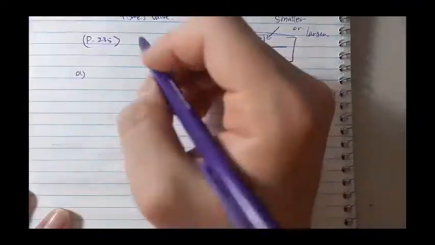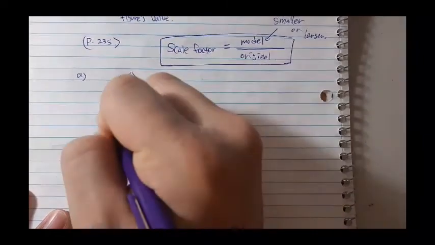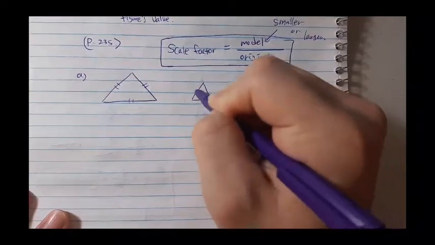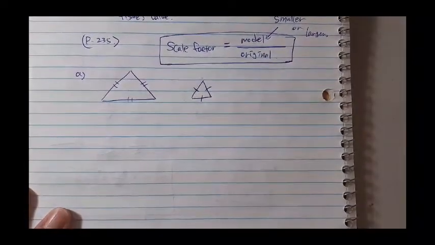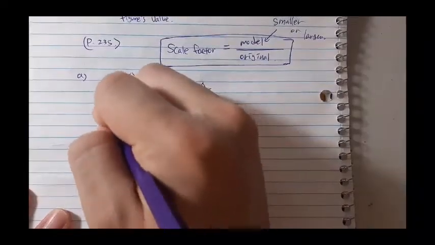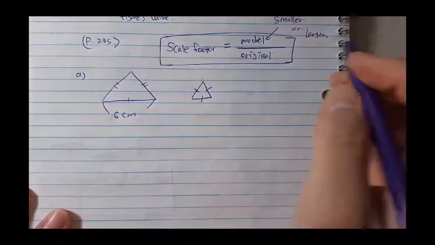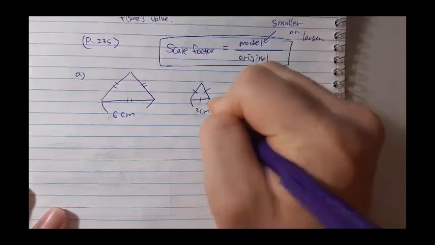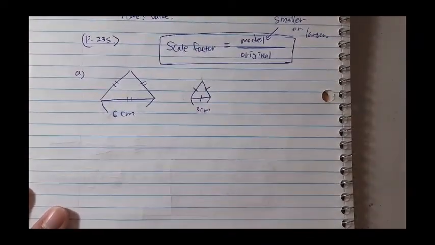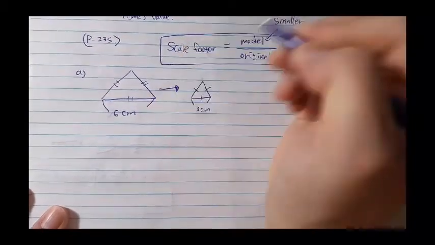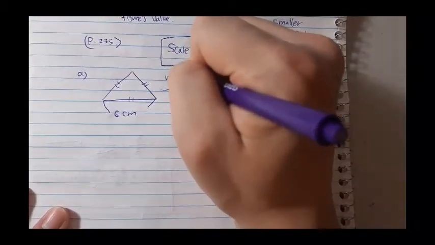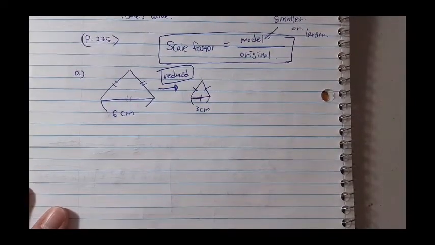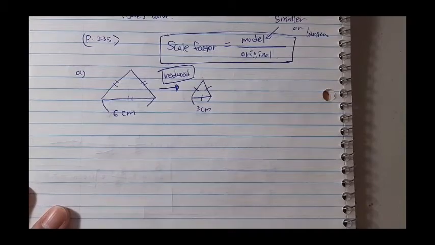You don't have to use a ruler. I'm not going to use a ruler because you guys probably have your workbook ready. Original has 6 centimeters for each of the sides. This is a triangle where every single side is equal. Now the model has 3 centimeters. So as you may notice from my original to model, it's a reduced scale. It's not an enlarged object situation.